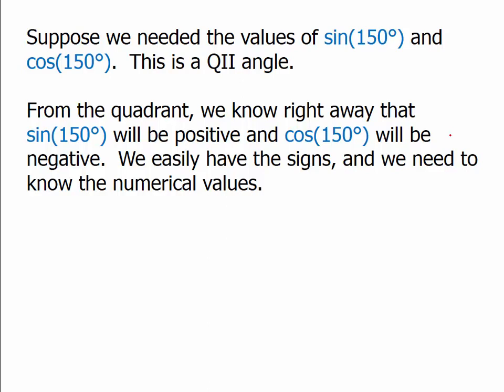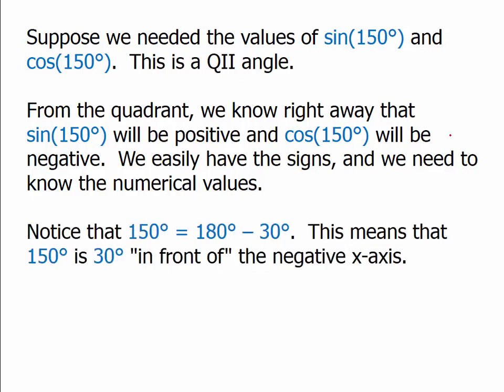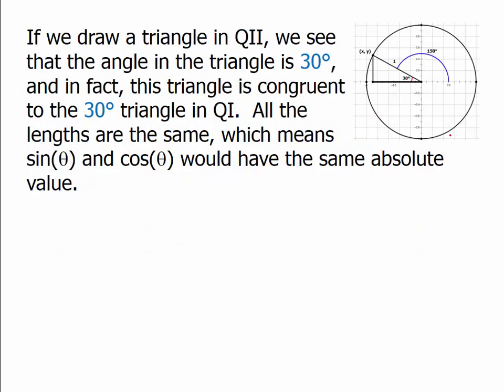Now we need to get the numerical values. Let's talk about that. Notice that 150 degrees equals 180 minus 30. And so that means that one way to get to the angle of 150 degrees would be to go a full 180 and then back up 30. Let's think about that. And so that means we could draw a little triangle in Q2. And we see that little triangle in Q2 with the 30-degree angle is congruent to the first quadrant triangle that would have a 30-degree angle.